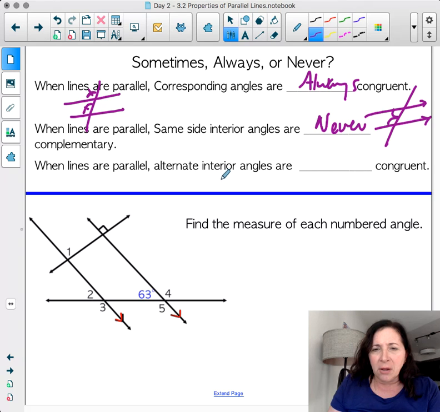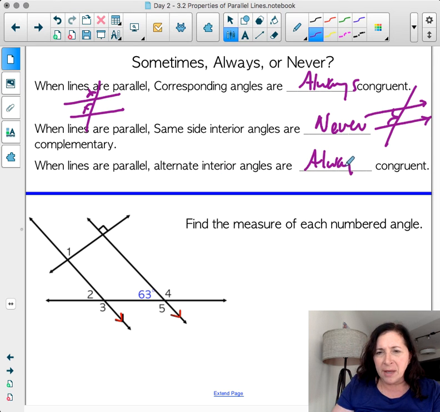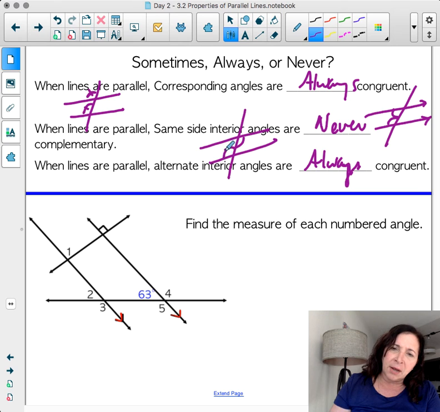When lines are parallel, alternate interior angles are always congruent, because alternate interior angles would look like this. You have one angle here, on the alternate side, one angle here, so these are always congruent.